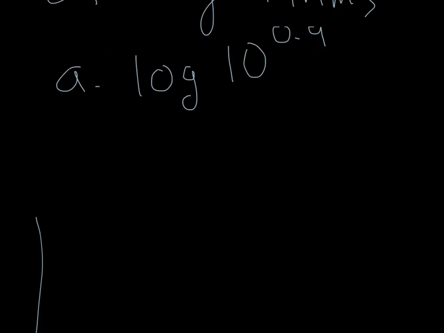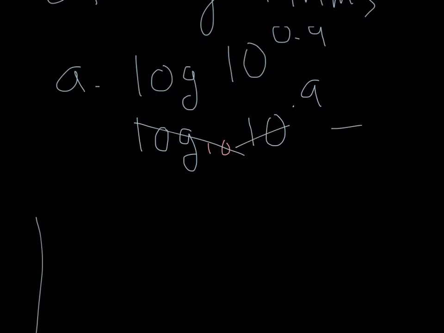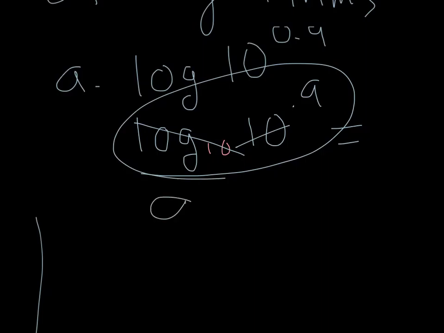Recognize the inverse. This is the log with no number there for the base, so you write base 10 in there to the 0.9 power, and these two basically cancel each other out, and the exponent becomes your answer. So this whole thing is equal to 0.9, and that's your inverse property of logarithms.